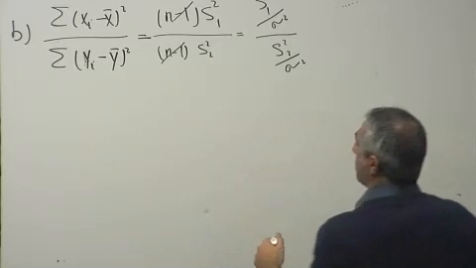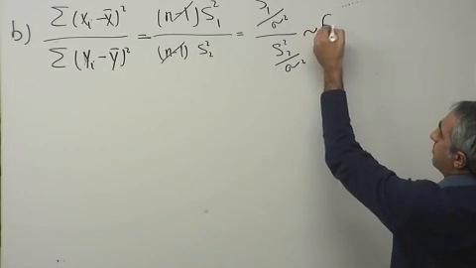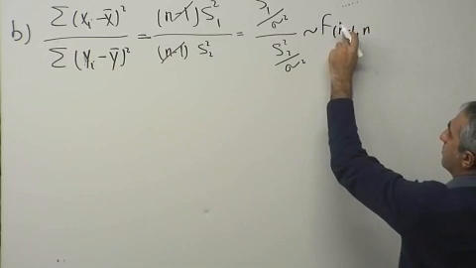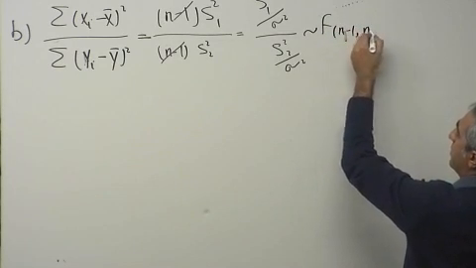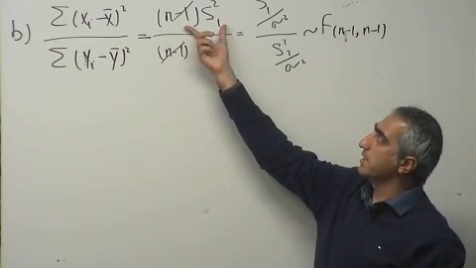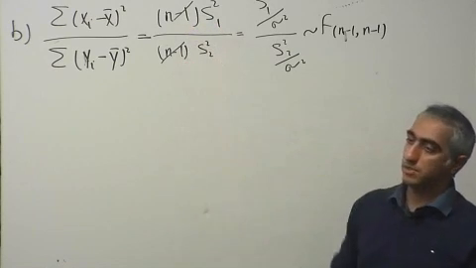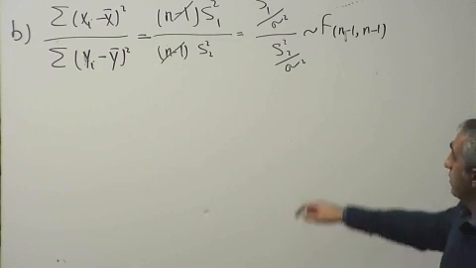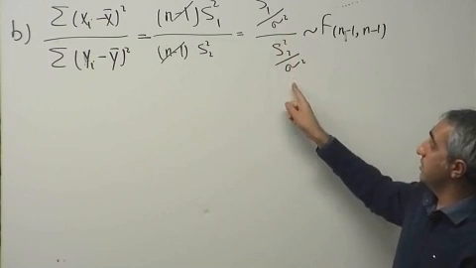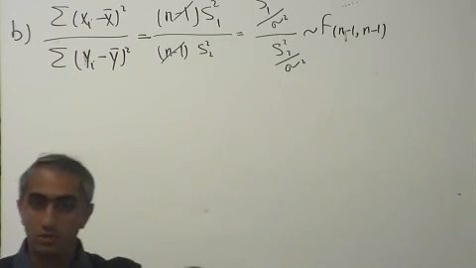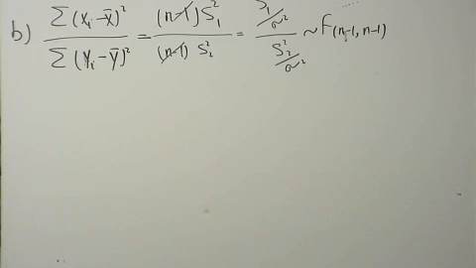If I do that, then it follows the F distribution with n minus 1 degrees of freedom and n minus 1 degrees of freedom. Why? Because the sample size for this guy is n, and the sample size for this guy is n. And since both numerator and denominator are divided by the same quantity, it doesn't change my ratio. Is it clear? Any questions?